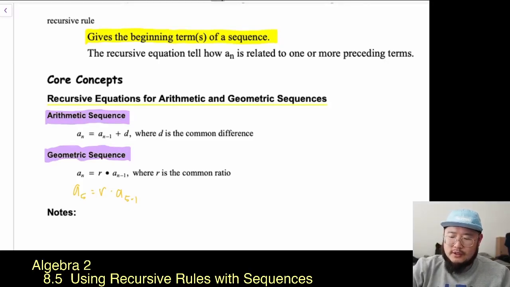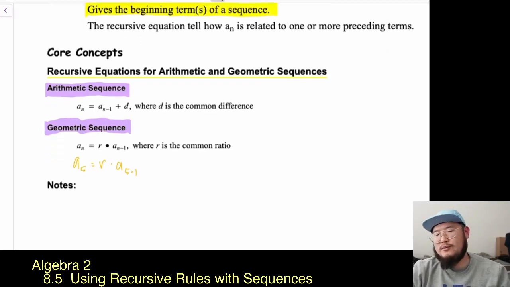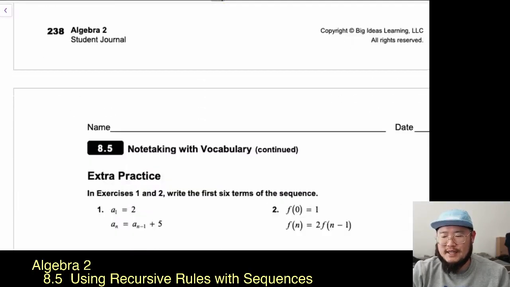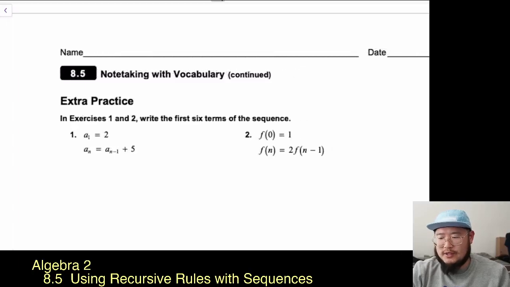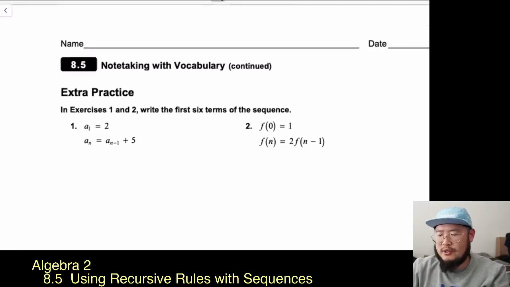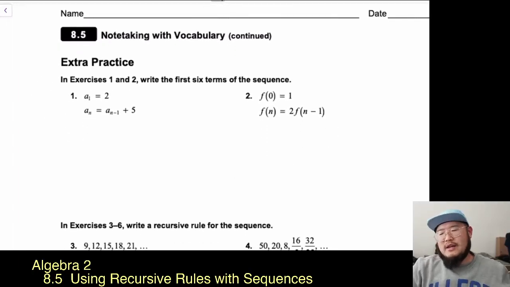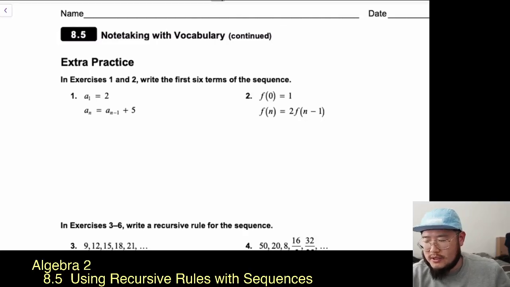Let's try to put this into practice with our extra practice. Exercises 1 and 2 say write the first 6 terms of the sequence. I take a look at number 1. I'm looking at the bottom equation. That looks like it's arithmetic. And they want us to find the first 6 terms of the sequence. We know the first term, a sub 1, is equal to 2. So I'm going to list that down right here.